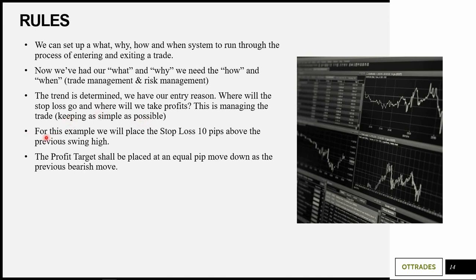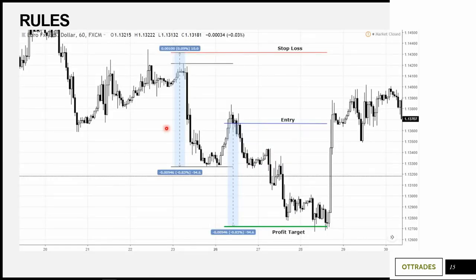So for this example, we'll place a stop loss 10 pips above the previous swing high. Now this will make sense in a minute. Don't worry if that doesn't make any sense to you. The profit target shall be placed at an equal pip move down as the previous bearish move. So if we move on to the next slide here.